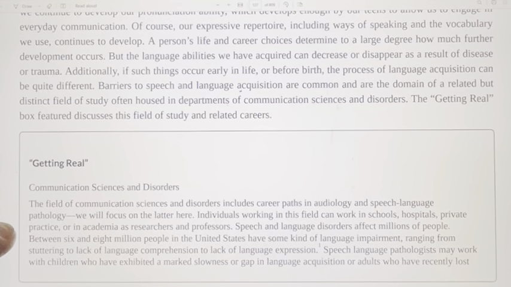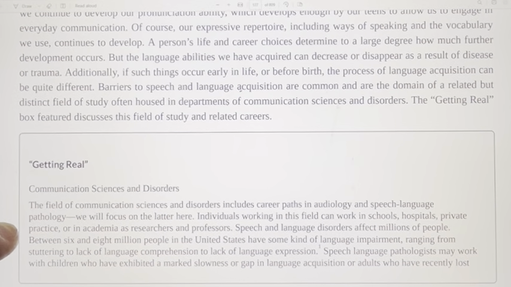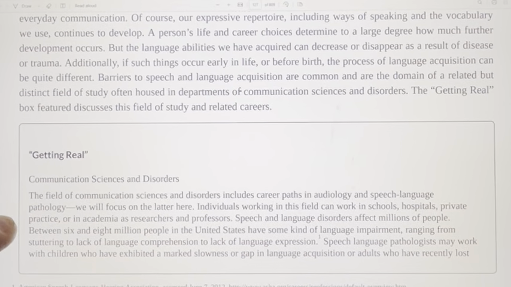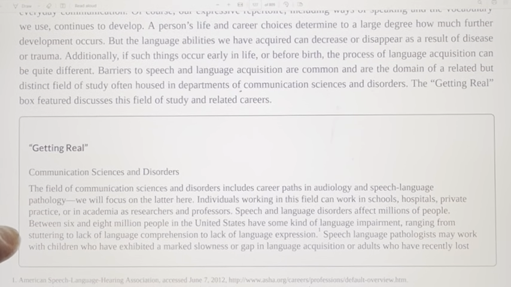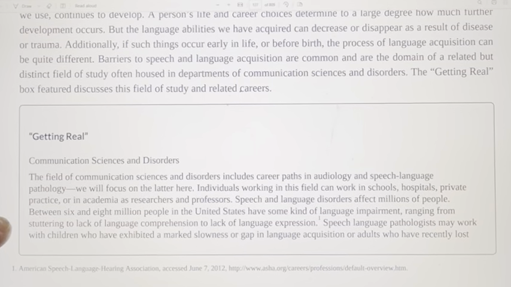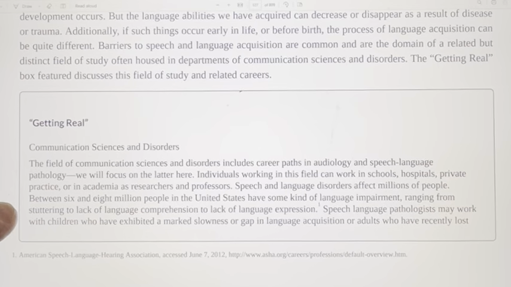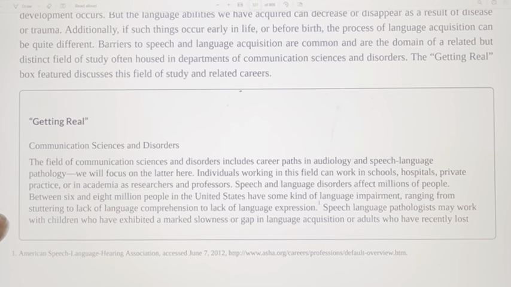Of course, our expressive repertoire, so you have expressive speech, that's what you produce, and receptive, that's what you take in, including ways of speaking and the vocabulary we use, continues to develop. A person's life and career choices determine to a large degree how much further development occurs, but the language abilities we have acquired can decrease or disappear as a result of disease or trauma. Additionally, if such things occur early in life or before birth, the process of language acquisition can be quite different.